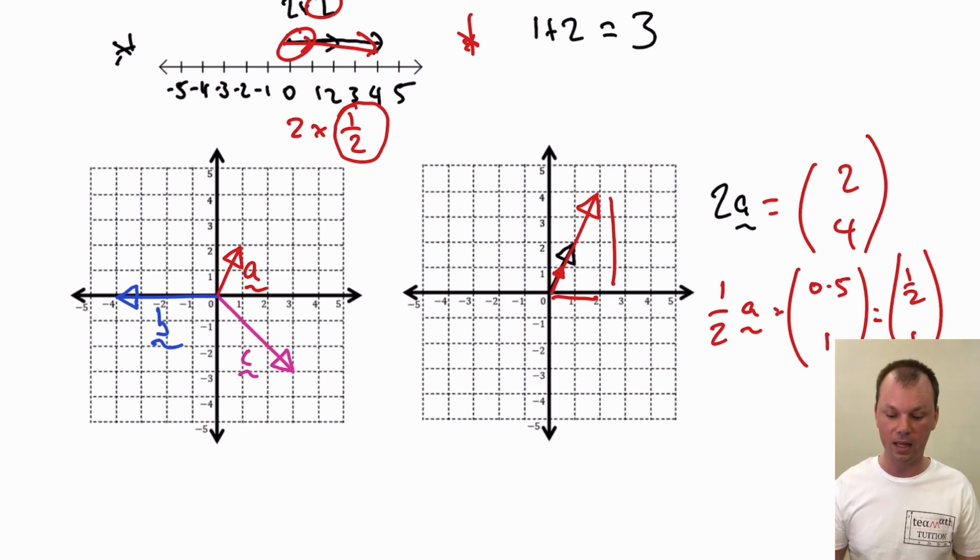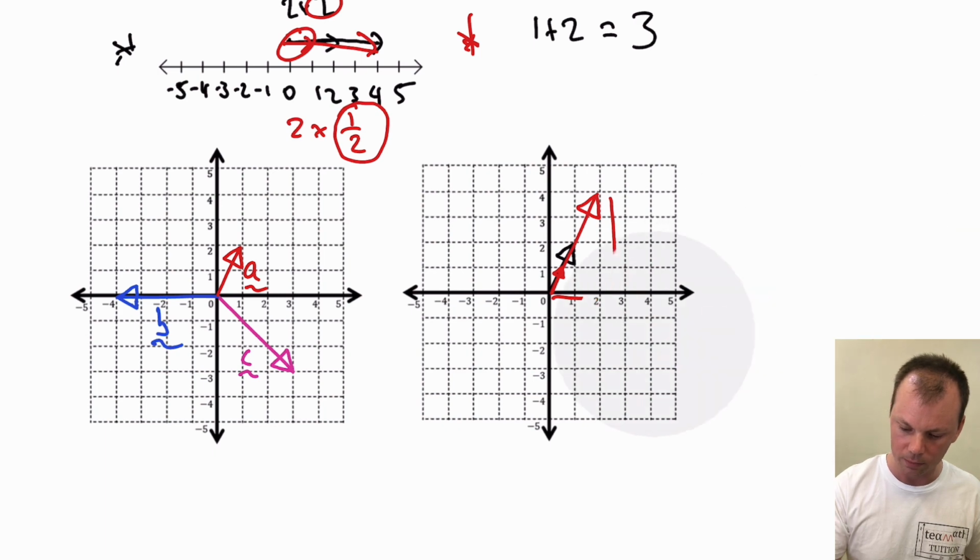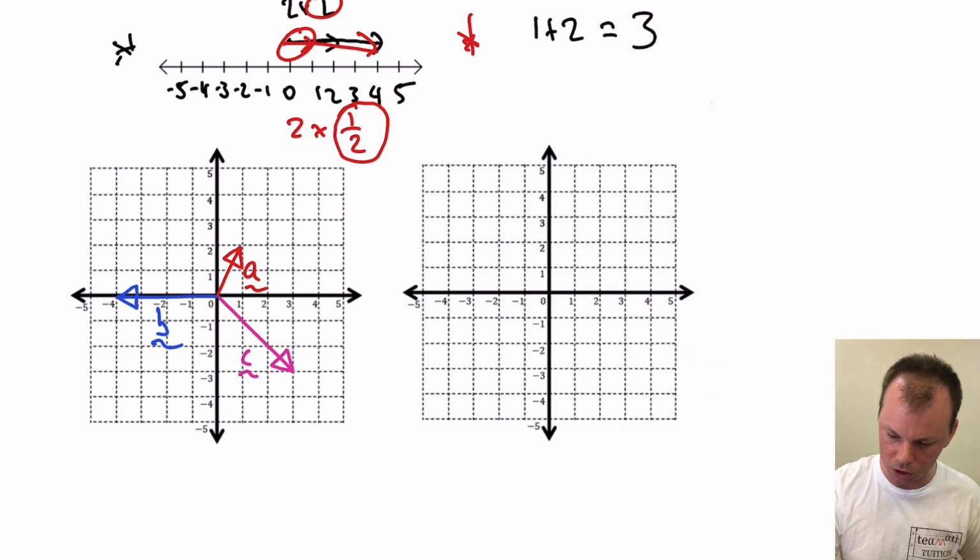Now you can expand this whole operation where you can do addition and scalar multiplication. So I'll show you one example of that. If you had something like 2a plus 1/2 b.